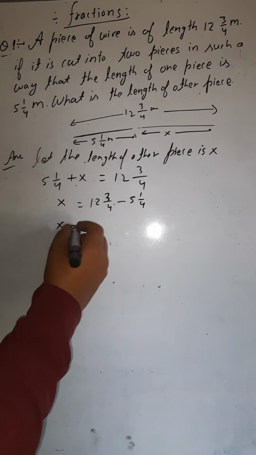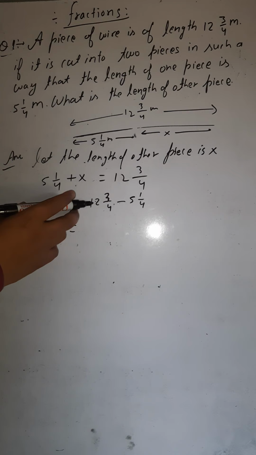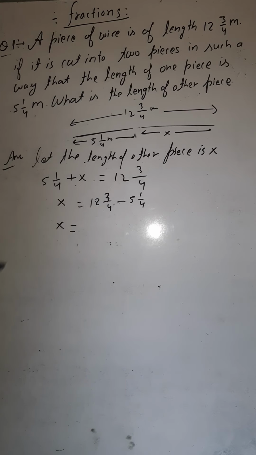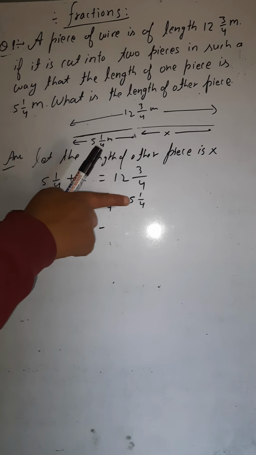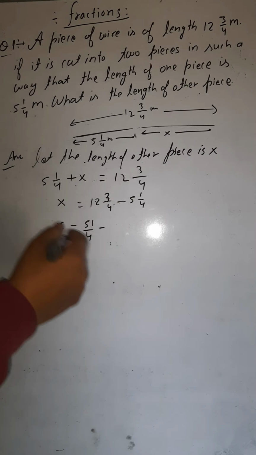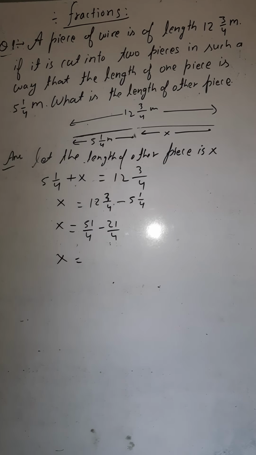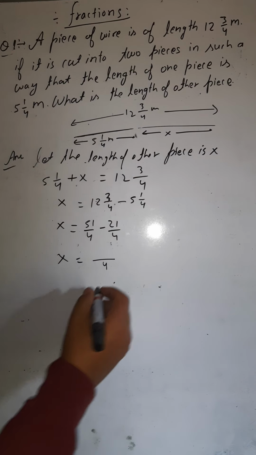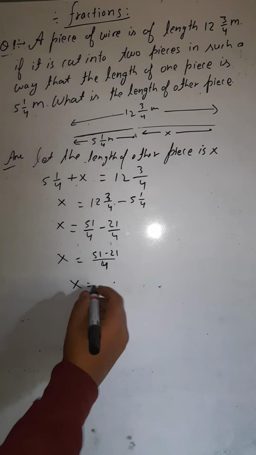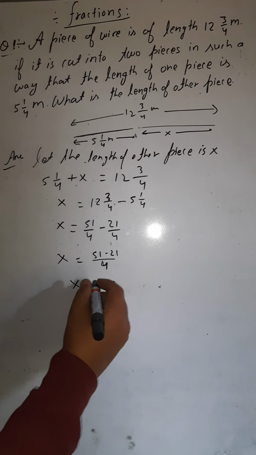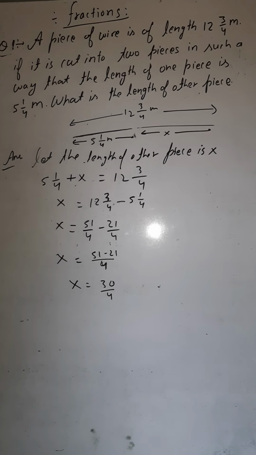Are you getting this? So x would be equal to, just simplify it. First you multiply 12 times 4, 48, plus 3 would be 51. So it would be 51 by 4 minus. Similarly here 5 times 4 is 20, and 20 plus 1 is 21 by 4. Now just subtract these two values because both have the same denominator. You write 51 minus 21. If you subtract, you get 1 minus 1 is 0, 5 minus 2 is 3, so 30 by 4 meter.